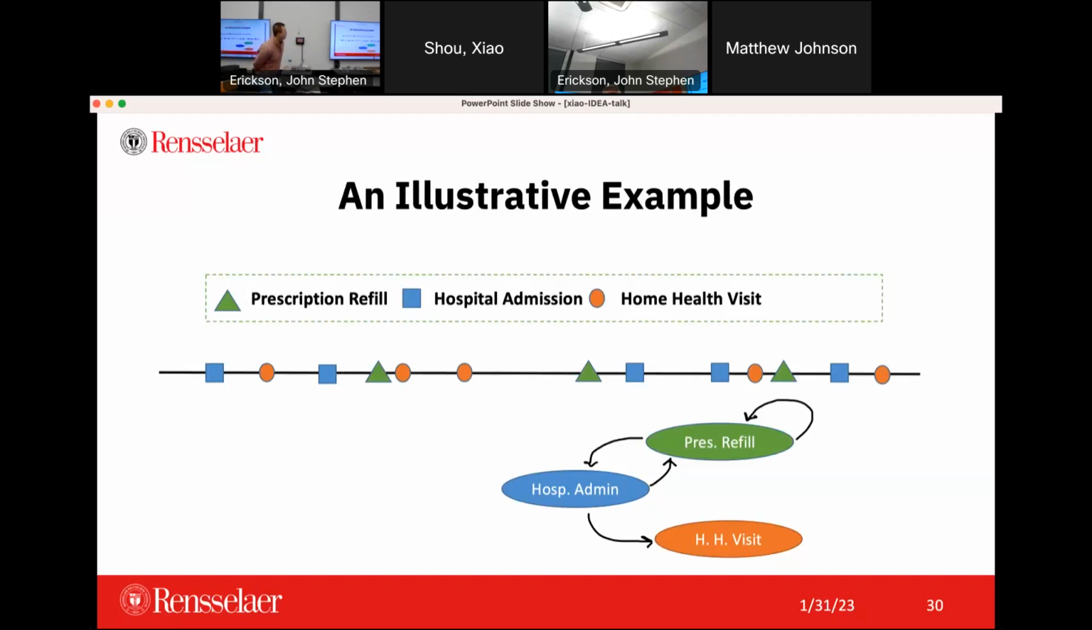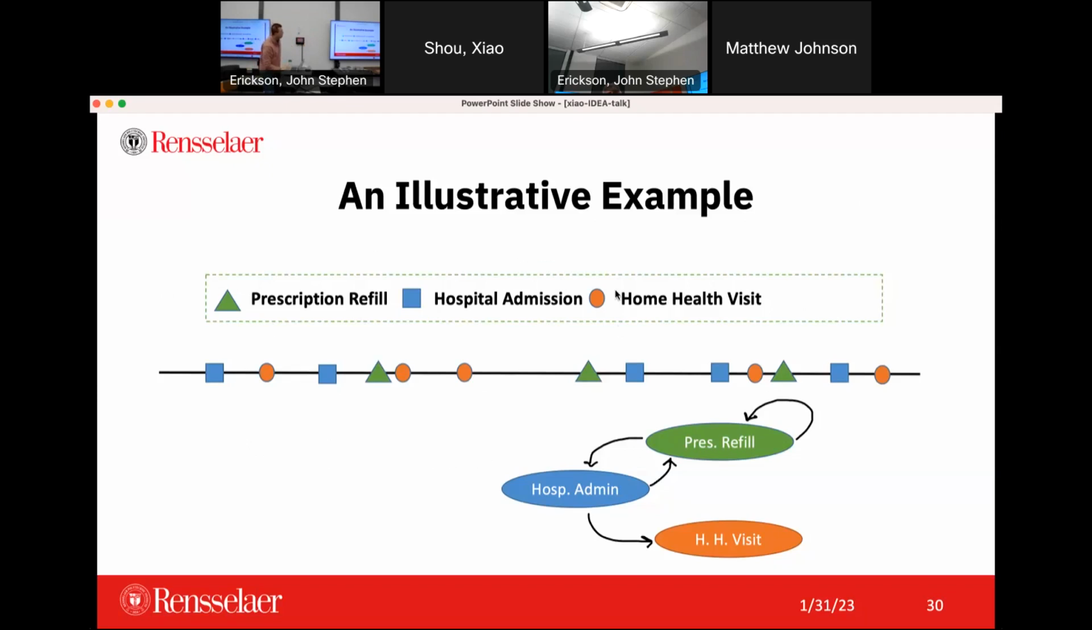A more illustrative one is through this graph. So we have a sequence of events, right? There are 3 types: prescription refill, hospital admission, and home visit. And for that patient, there are events happening in continuous time. But then we can know if we have discovered that graph.